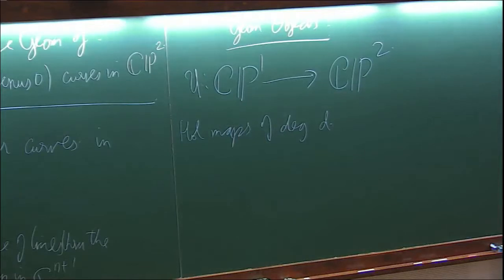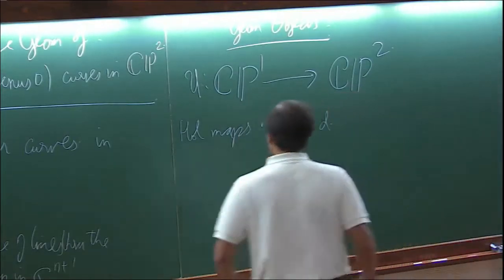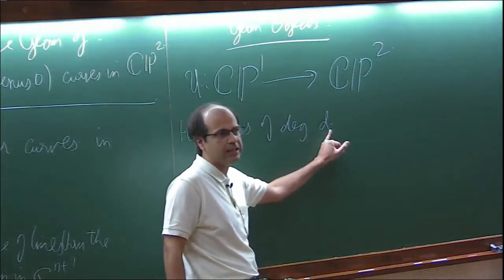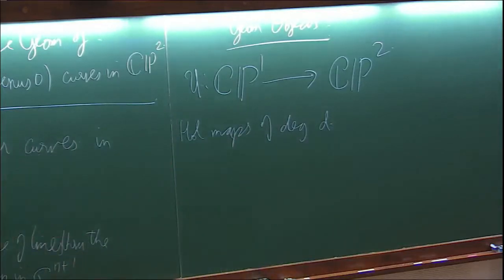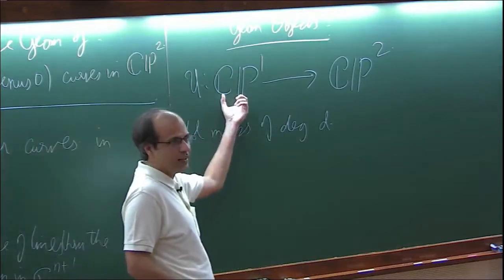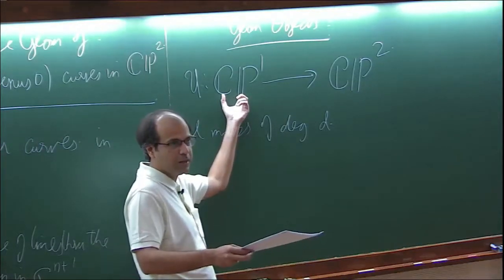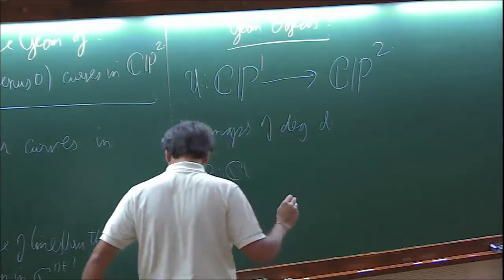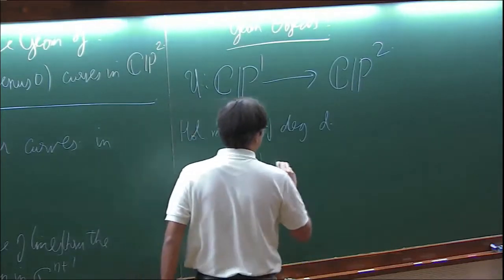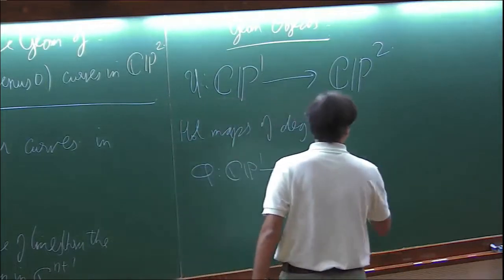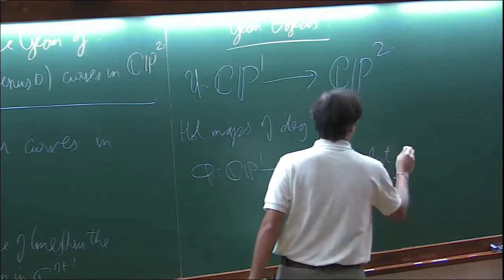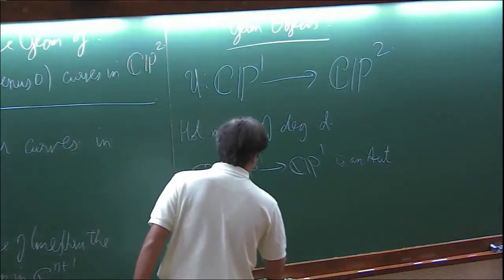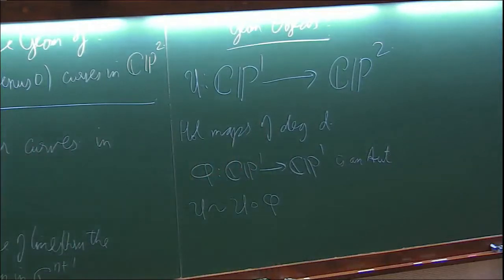But there is a small catch here. Suppose I take D equal to 1. My geometric objects should be lines. Now the thing is, given a line, there are lots of different ways of writing that same line. So in particular, suppose phi is an automorphism of the domain. Then U and U composed with phi, I should really call them the same thing.